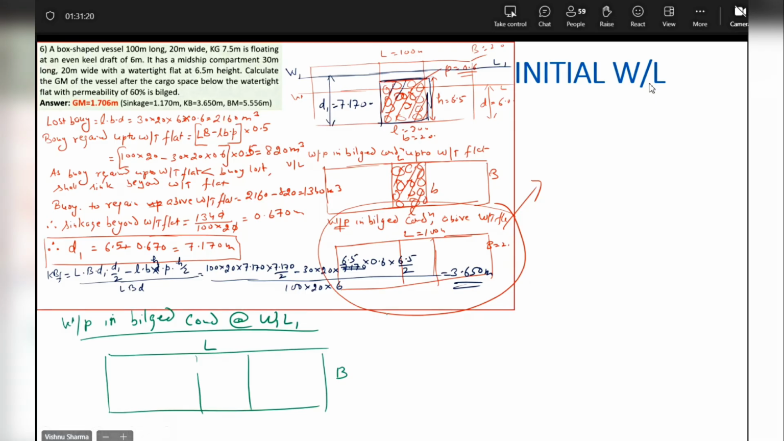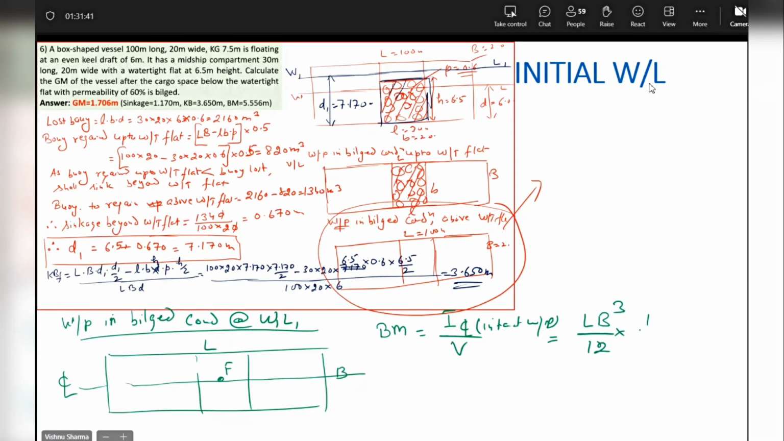So BM will be equal to I, where will be the center of flotation here? The 4.5 axis will be the center line. ICL of the intact water plane upon volume of displacement will be equal to LB cube by 12 divided by volume of displacement LBD. It reduces to B square by 12D. B square is 20 square by 12, and D was 6. How much is the BM? 5.556.